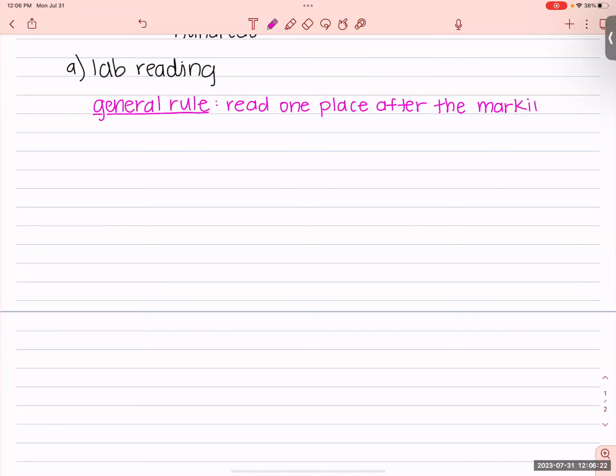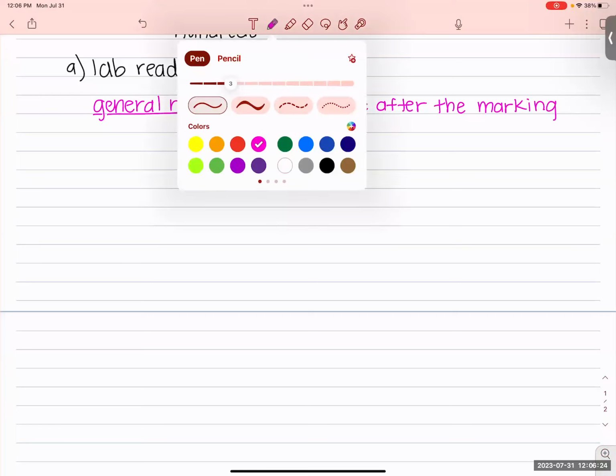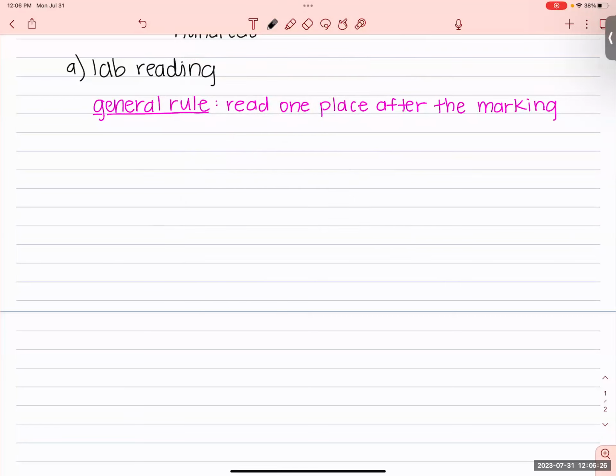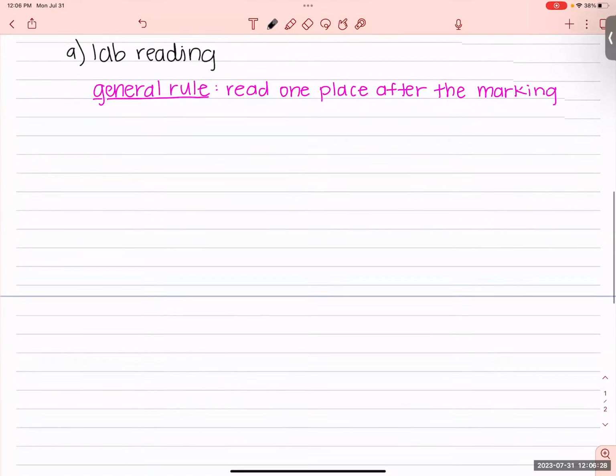So the general rule that you can remember is to read one place after the marking. And that doesn't make a whole lot of sense just looking at the words here, but let's look at an example.